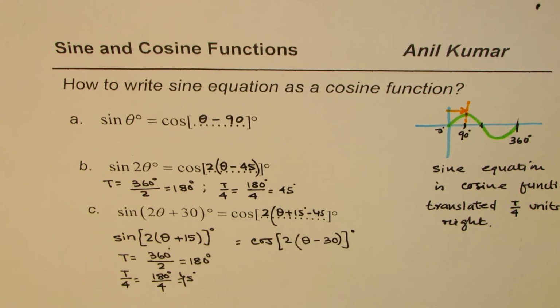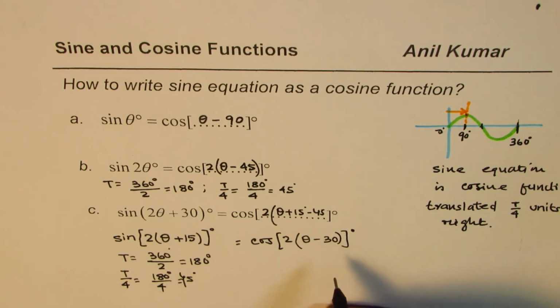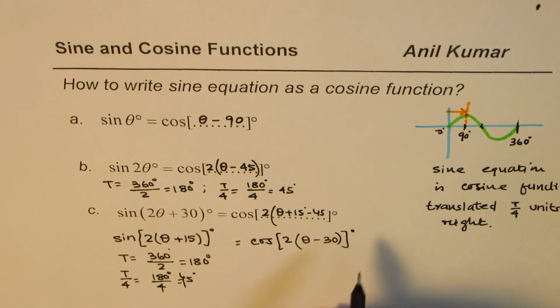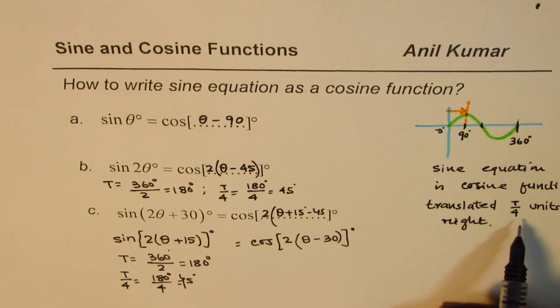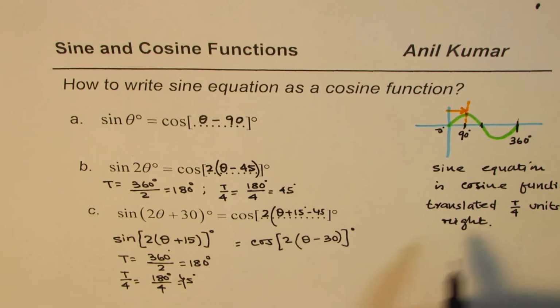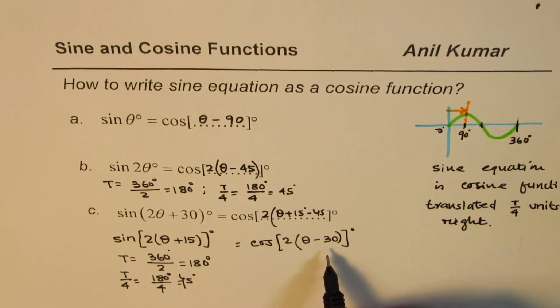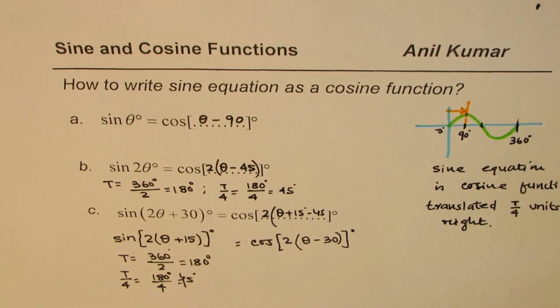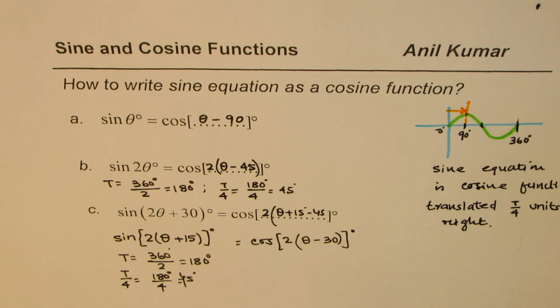I hope the steps are absolutely clear. So basically what we are doing here is taking away a quarter of the cycle. Find the time period and then find the quarter of the cycle. Then you get the phase shift required to write any sine equation as a cosine function. I hope these steps are absolutely clear. We'll take up one more video for you to practice, and then we'll also see how to write a cosine equation as a sine function.